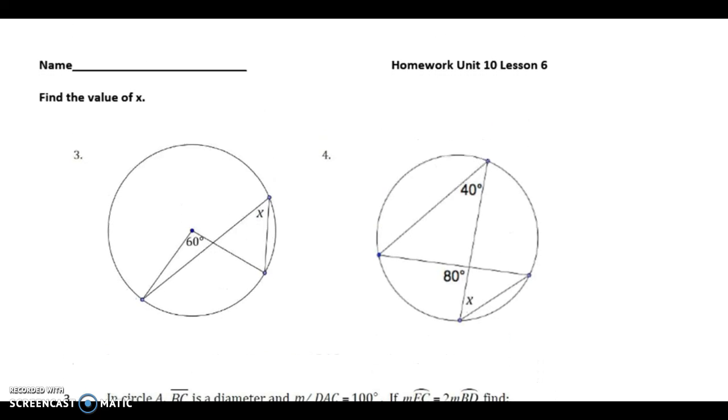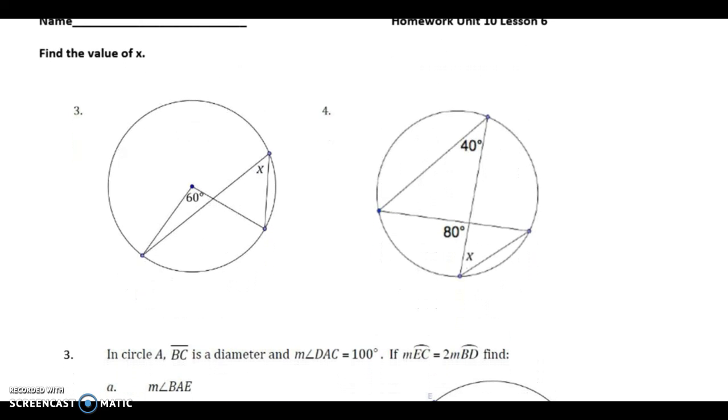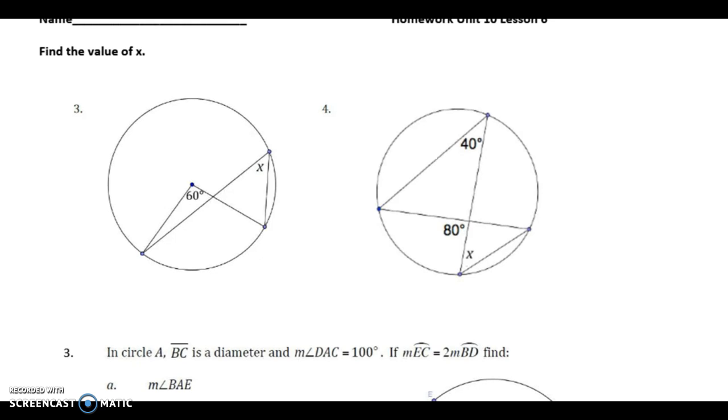All right, we're looking at homework unit 10, lesson 6, and for question number 1, actually question 1 is pretty straightforward. Question 1, we need to find the value of x. Oh, actually, why is this numbered 3 and 4? That's silly. Okay, hold on. This should be 1, and that should be 2. Sorry about that. I don't know why that's numbered 3 and 4.